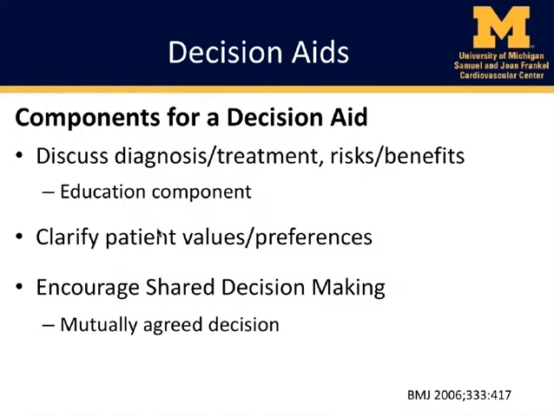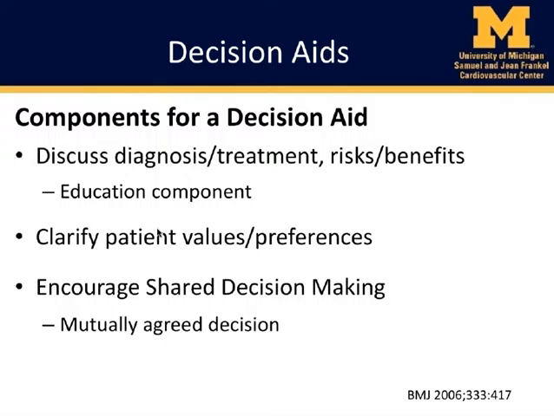You know, this can be sort of a difficult thing to achieve, and so we will frequently use decision aids to help facilitate this. And so a decision aid is really a tool that has three components. The first component is it needs to help discuss a diagnosis or a treatment along with its risks and benefits. This is sort of the education component. The patients need to know about the decision they're making. The second, which is really important, is how do you help clarify the values or preferences the patient might have? What things are going to be important in order to make this decision?